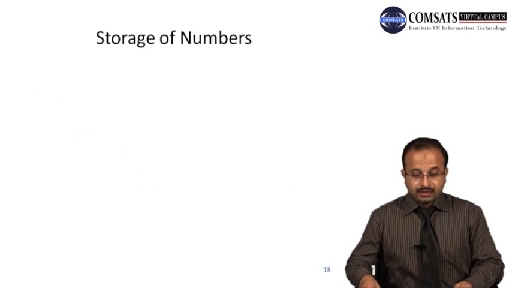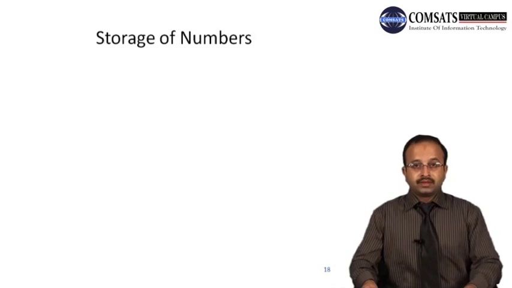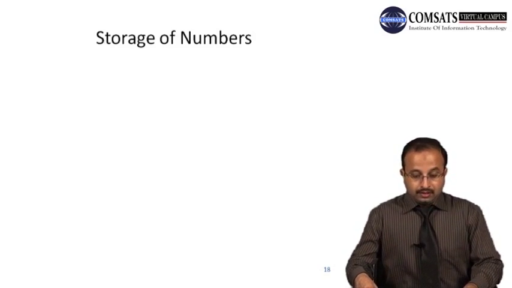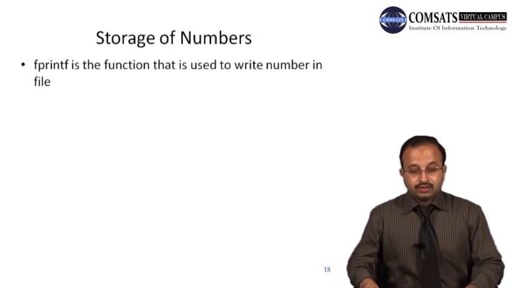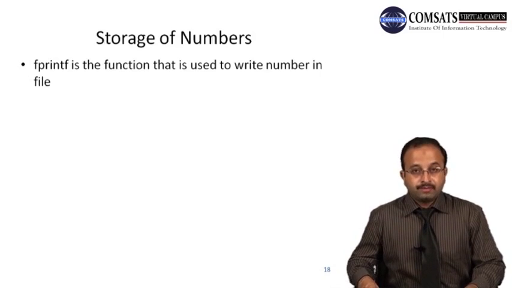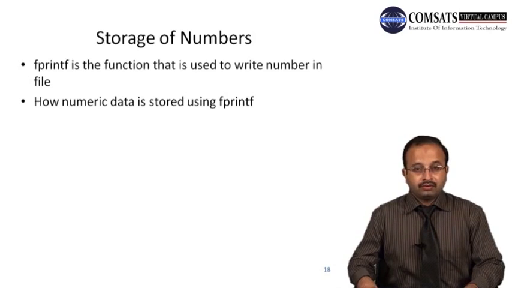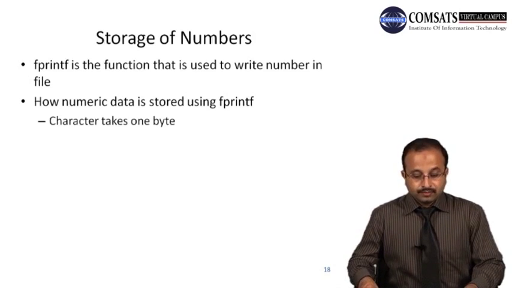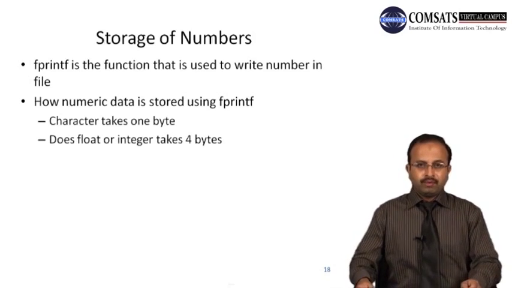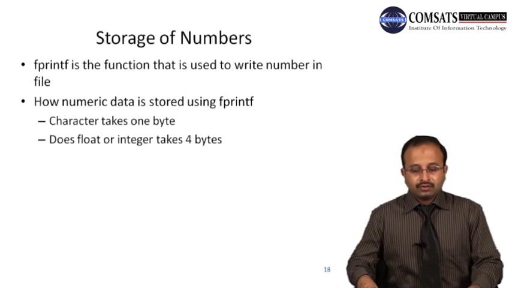So that is the second difference. The third difference is the storage of numbers. fprintf is the function that we have seen a few slides back that is used to write numbers in a file. You are able to write floating point values or integer values using the fprintf function in a file. Then how is numeric data stored using fprintf? A character takes 1 byte, so does a float or integer take 4 bytes in the file? No, they won't take 4 bytes, it's not necessary.